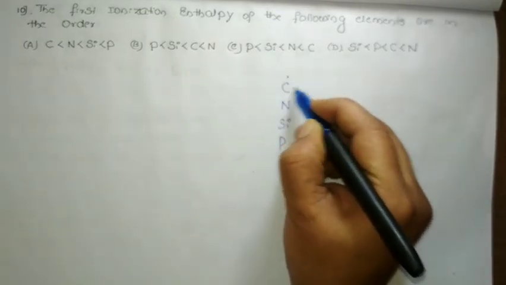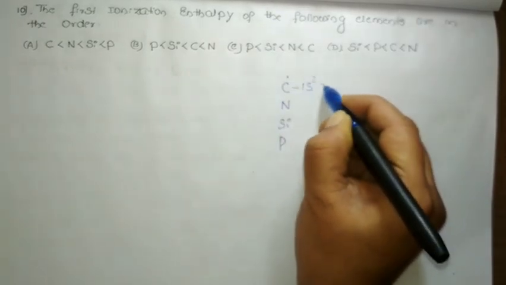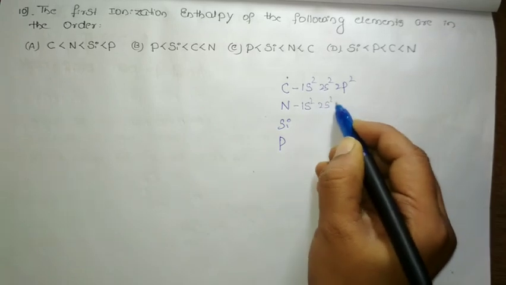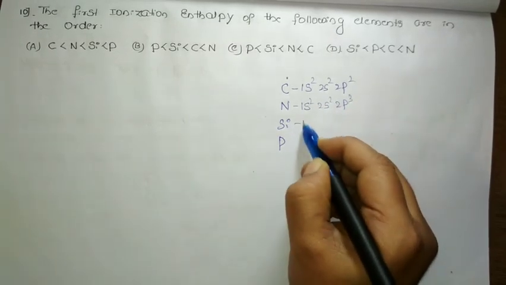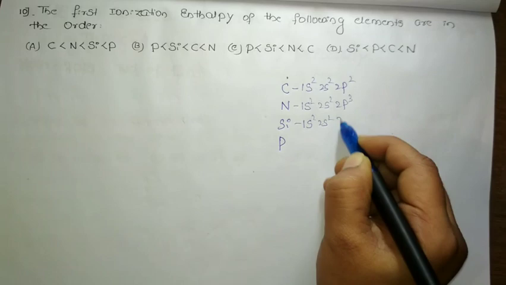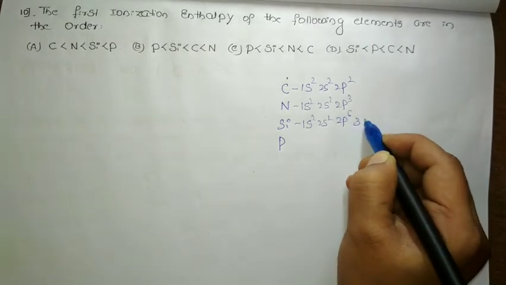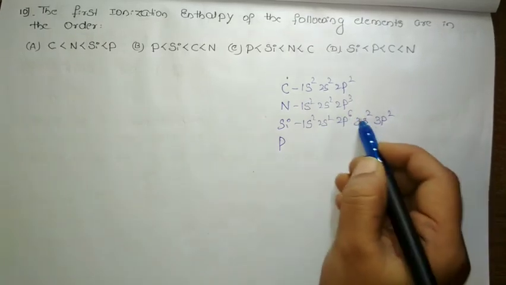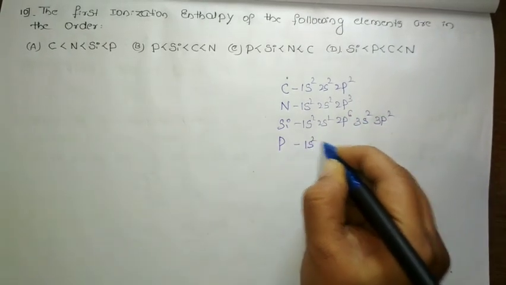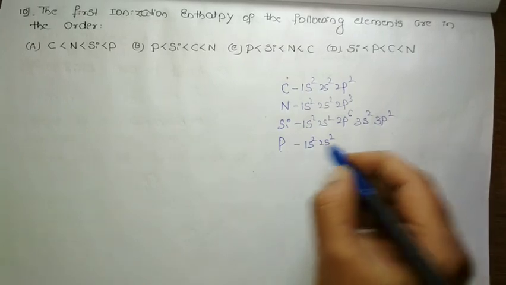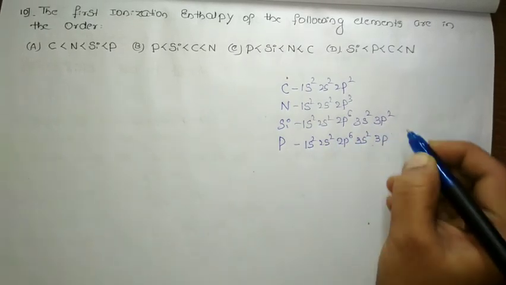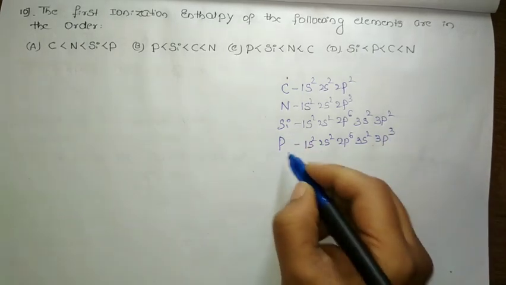What is the atomic number of carbon? 6. So 1s2, 2s2, 2p2. What is the atomic number of nitrogen? 1s2, 2s2, 2p3. For silicon, 1s2, 2s2, 2p6, 3s2, 3p2, if I am not wrong. Yeah, 10, 12, 14, yes. For phosphorus it is 15: 1s2, 2s2, 2p6, 3s2, 3p3. Am I right? Yes, 14, 15, correct.